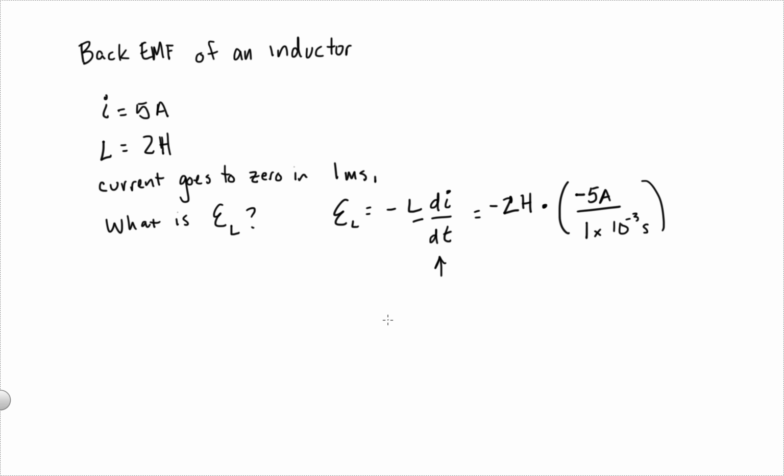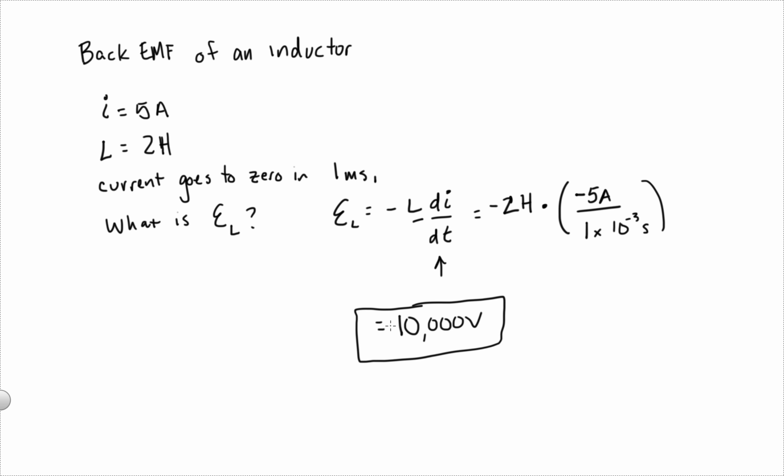And so if we compute this, it is going to be a positive 10 divided by 1,000th. And so this is 10,000 volts, which makes this a somewhat dangerous situation. And so the inductor is basically acting as a 10,000 volt power source.